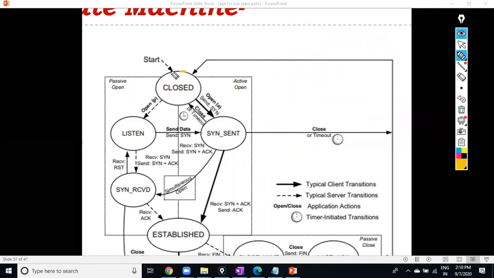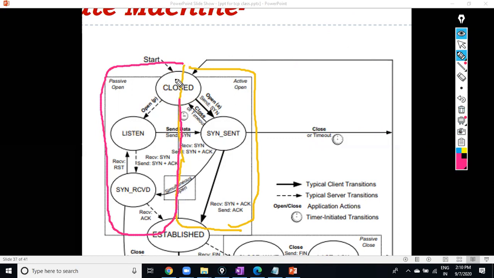See, this is about the closed state. On this right side, this is about your active open concept, and on this other side, in another color, this is your passive open. So let's go through it. Let's consider this is the client. First of all, we are always sending the SYN here.